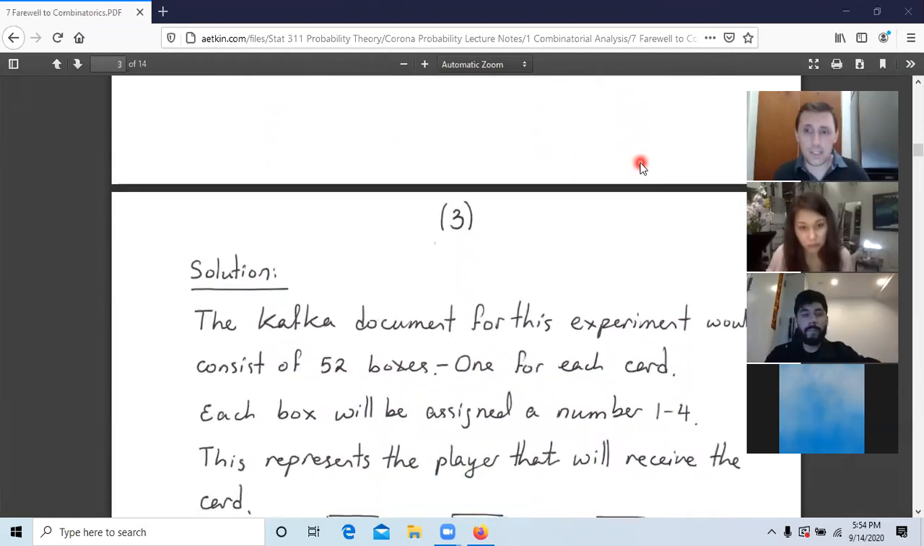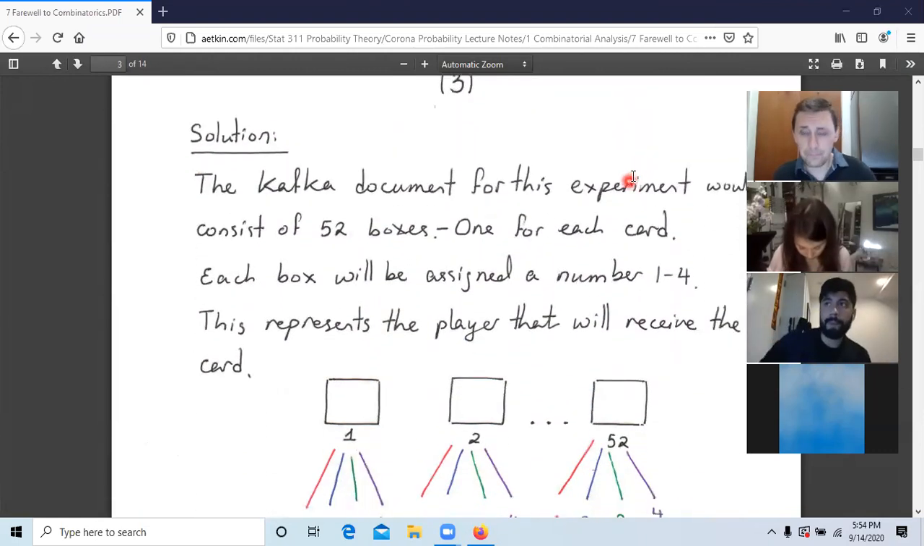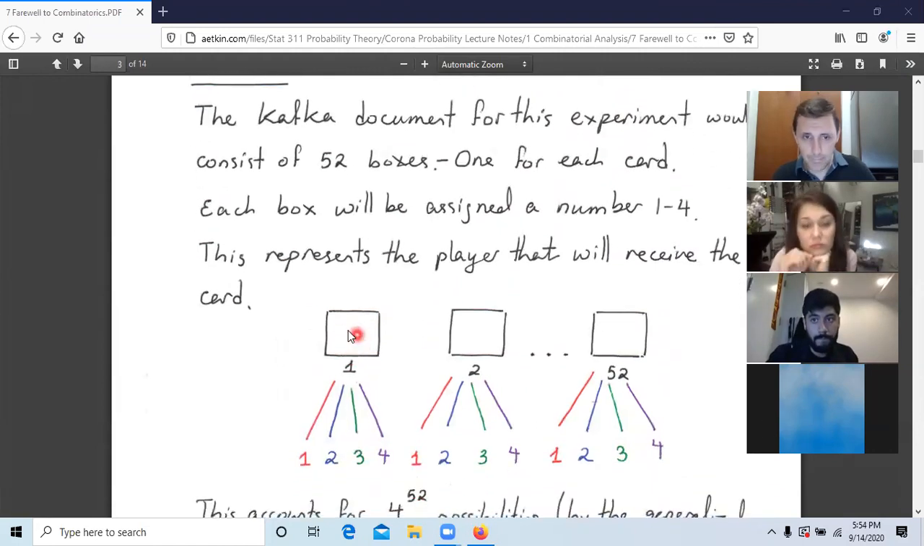So in this case, my document is different, right? I imagine the card, let's say experiment 1. There are 52 cards. I want to know where each card goes. So it has 4 possibilities, for 4 players to go to. So I have here 52 boxes, and each box has 4 possibilities of assignment. Right, so it is 4 times 4 times 4, it's 4 to the 52. Do you understand?